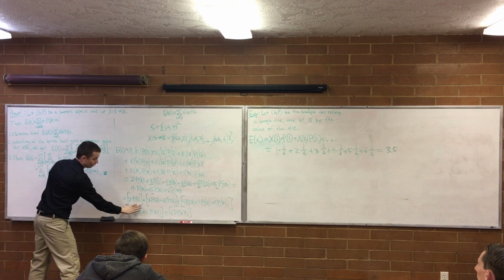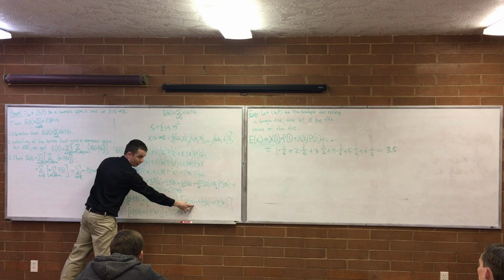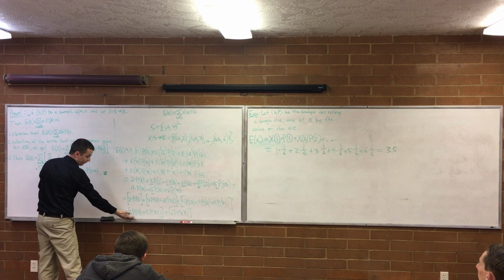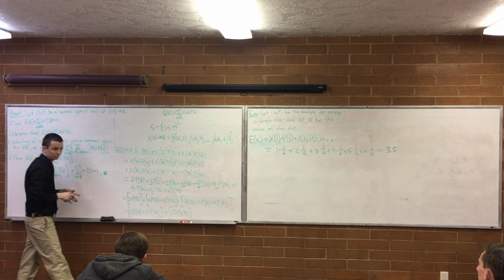So when a was 2, here they all are. When a was 3, here they all are. When a was 4, here they all are. When a was 5, here they all are. When a was 6, here they all are. When a was anything else, it was always 0, so we didn't even bother writing it.